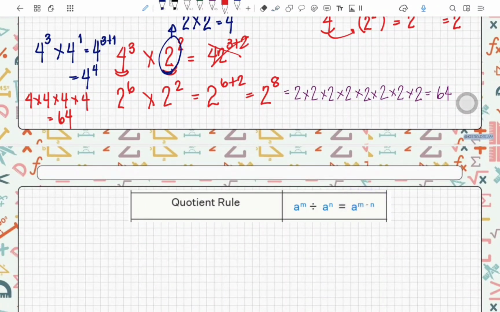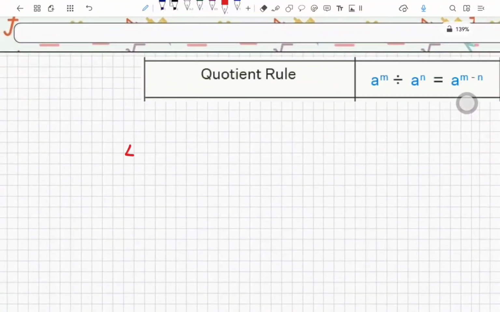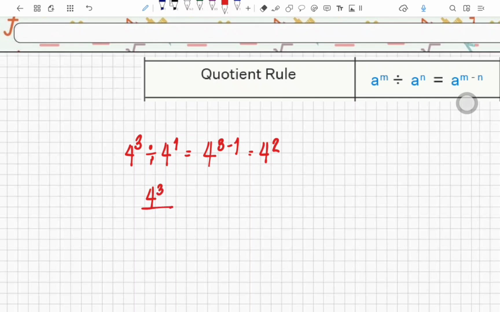So for example, we have 4 power 3 divided by 4 power 1. This will become 4 to the third power minus 1. So this is 4 power 2. Or we can also write this in the fraction form. That is 4 power 3 divided by 4 power 1 is equal to 4 power 3 minus 1.